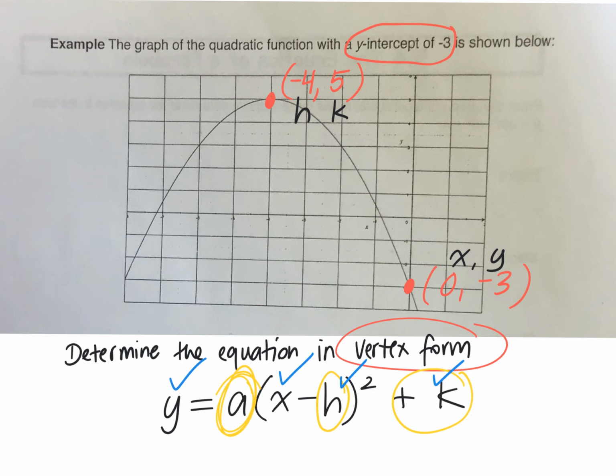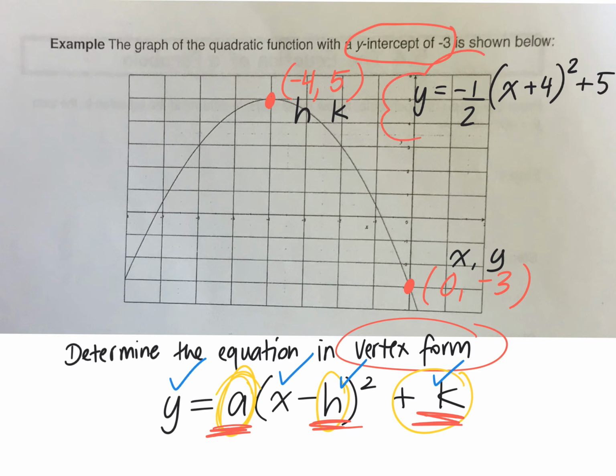It said determine the equation in vertex form. We now know a, and we knew h and k. So what is the equation written in vertex form? y = -0.5, or you can write it as a fraction, (x + 4)² + 5. This is the final answer in vertex form. Yeah, you can write it as a decimal as well.